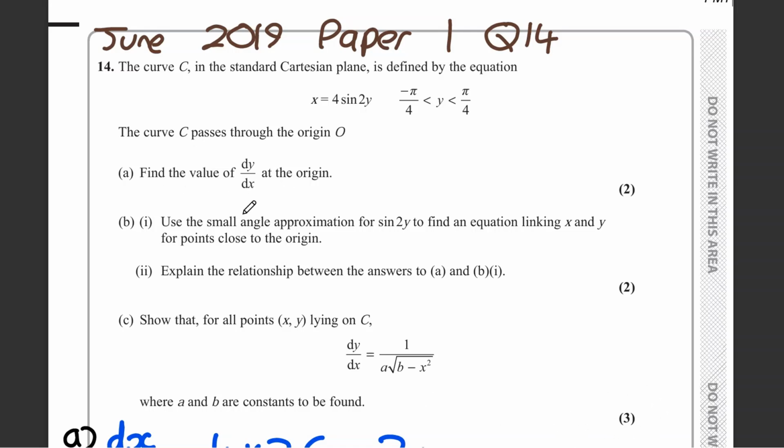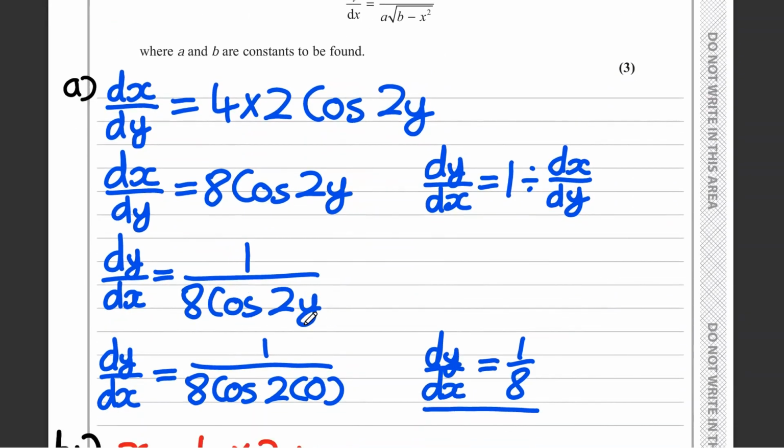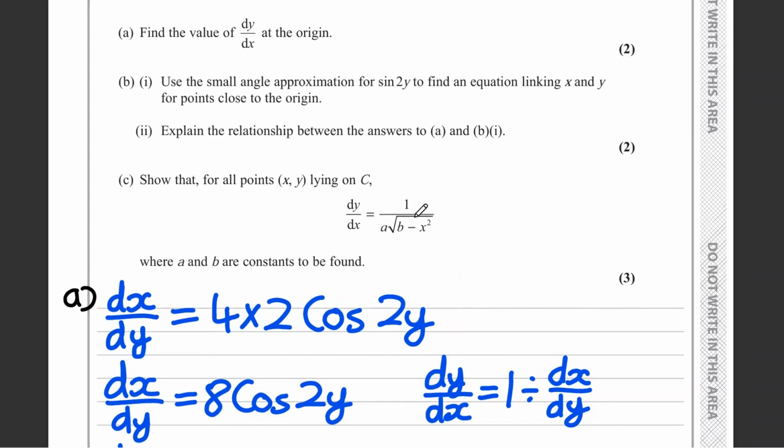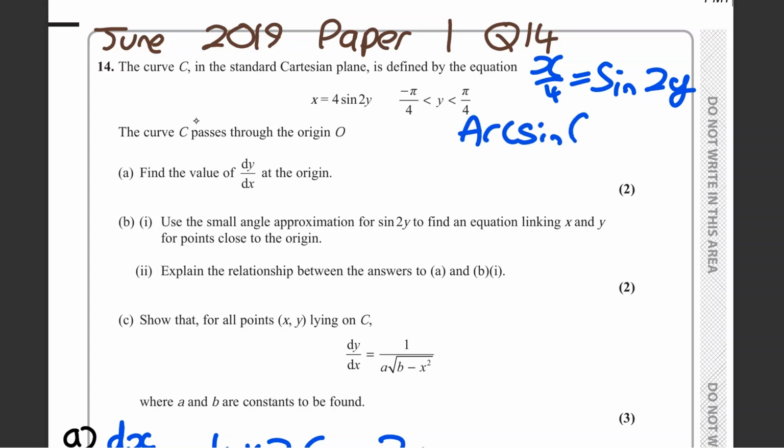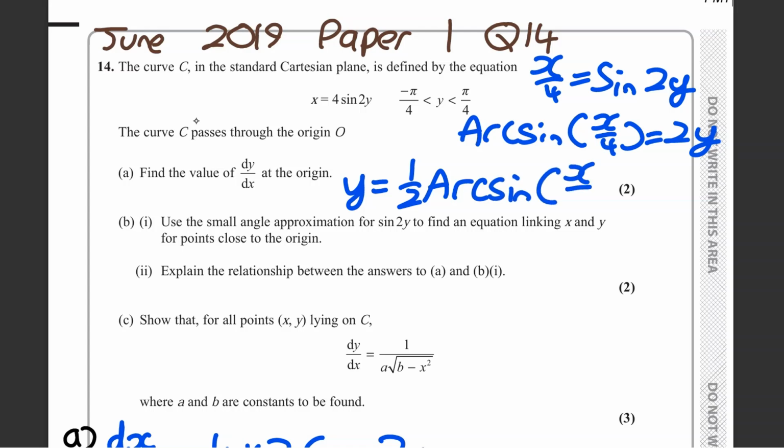So in part A, we found dy over dx, but we found it in terms of y. Now we need to find it in terms of x. Now, there are actually 2 ways that you can do this question. The way that I would personally do it is here we have x is equal to 4 sin of 2y. If we divide both sides by 4, we get x over 4 is equal to sin 2y, and then if we take the inverse sin, arc sin of x over 4 is equal to 2y, and then if we divide both sides by 2, we get that y is equal to a half arc sin of x over 4.